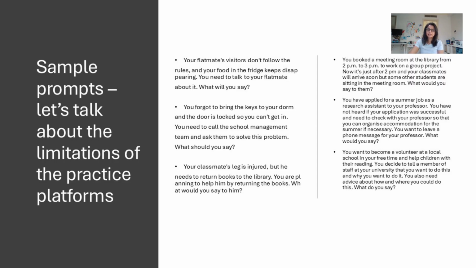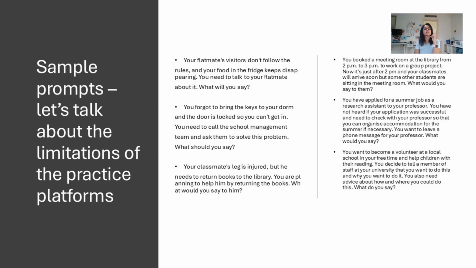Okay, if you look at the questions from ApeUni, you can see that they're pretty short. There's very little information in each of those questions. For example, here it says your flatmates' visitors don't follow the rules, and your food in the fridge keeps disappearing. You need to talk to your flatmate about it. What will you say? Here's an example from the question bank. You booked a meeting room at the library from 2 p.m. to 3 p.m. to work on a group project. Now it's just after 2 p.m. and your classmates will arrive soon, but some other students are sitting in the meeting room. What would you say to them?